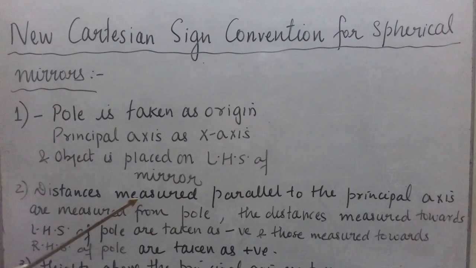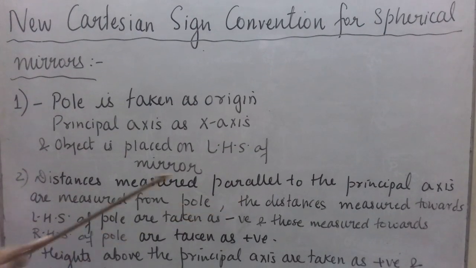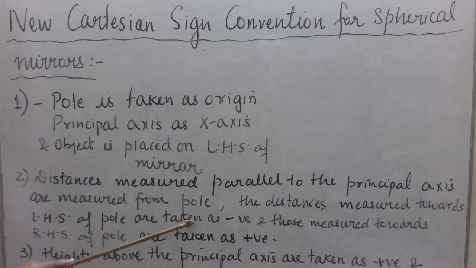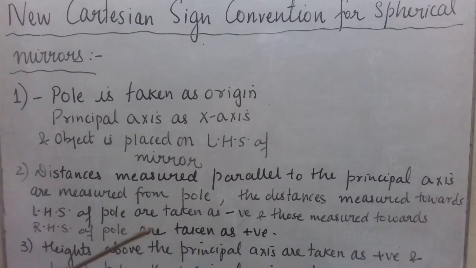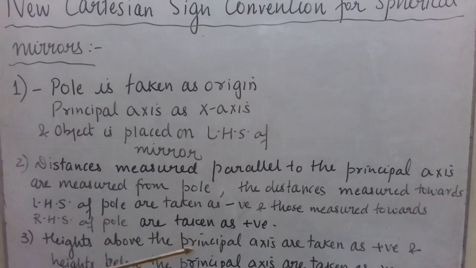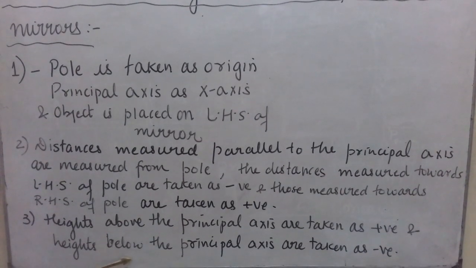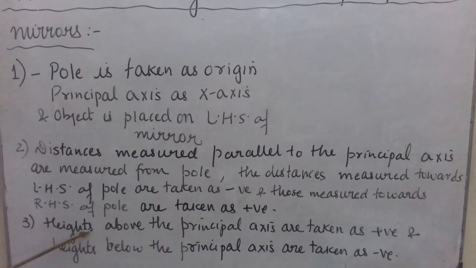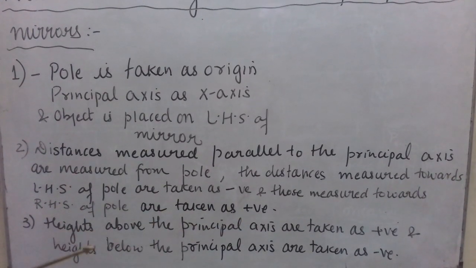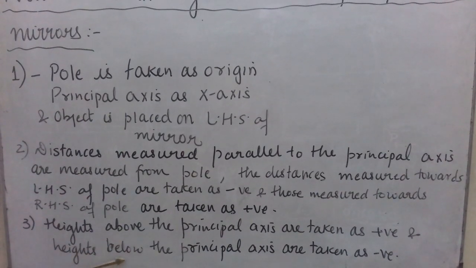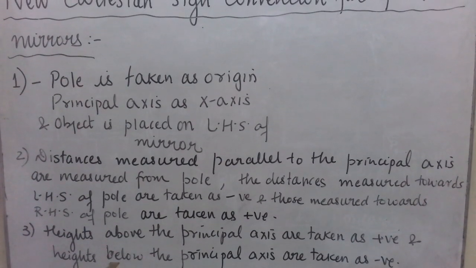Second, distances measured parallel to the principal axis are measured from the pole. The distances measured towards left hand side of pole are taken as negative, and those measured towards right hand side of pole are taken as positive. Heights above the principal axis are taken as positive, and heights below the principal axis are taken as negative. Or in other words, distances perpendicular to the principal axis and above it are taken as positive, and distances perpendicular to the principal axis and below it are taken as negative. I hope you have understood this new Cartesian sign convention well.